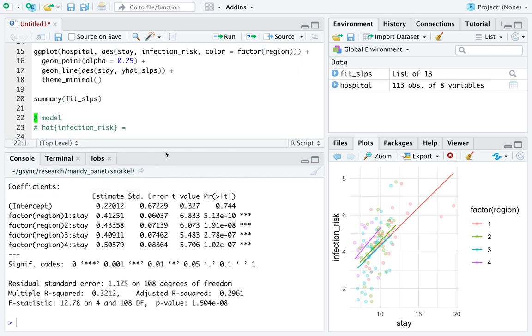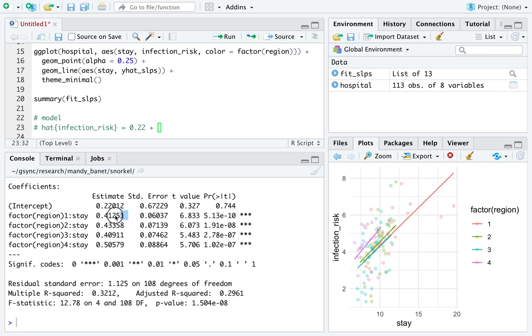So if we were to write out what the model looks like that we just fit for unique slopes, we're essentially going to try to predict infection risk. So I'll put a hat on infection risk in code as best I can. And then I'll work my way down the coefficients, the estimated coefficients, using indicator variables as appropriate. So we've got 0.22 for the intercept. That is the one intercept for all of these lines. For each region, they have an estimated intercept of infection risk of 0.22 when stay is equal to zero.